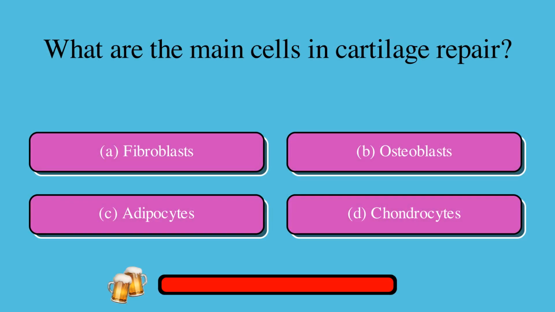What are the main cells in cartilage repair? A. Fibroblasts, or B. Osteoblasts, or C. Adipocytes, or D. Chondrocytes? The correct answer is D. Chondrocytes.